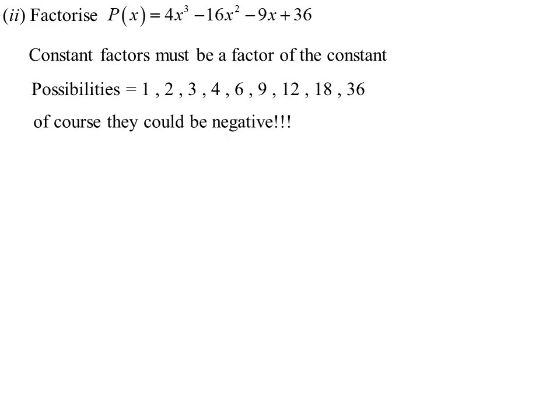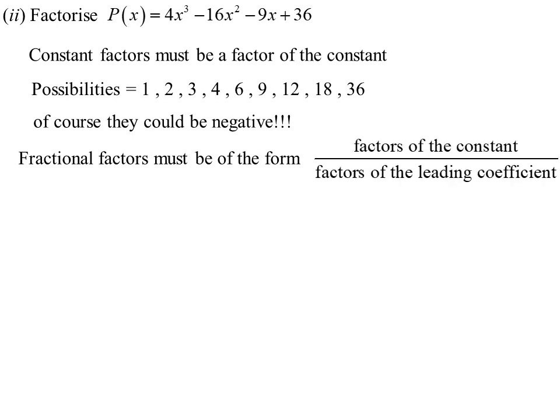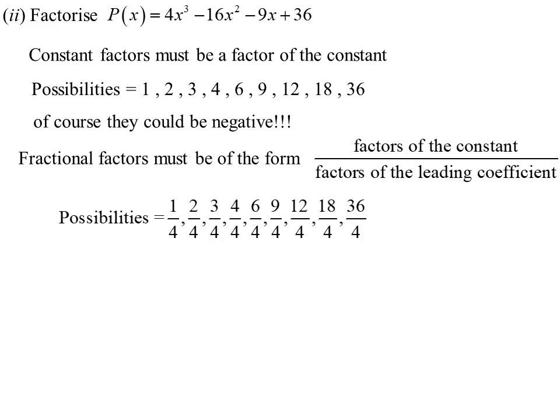But this polynomial is not monic. Now, any fractional factor, so if the answer was a half or something like that, would be in the form factors of the constant over factors of the leading coefficient. Which means every one of those possibilities could be over 4. Some of them we've already got, of course, because 4 over 4 is 1, and 12 over 4 is 3, and 36 over 4 is 9, but all of these other ones may be possibilities.